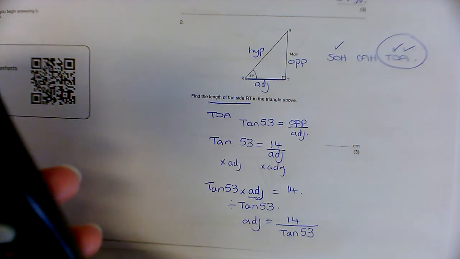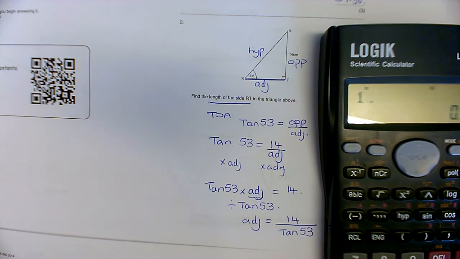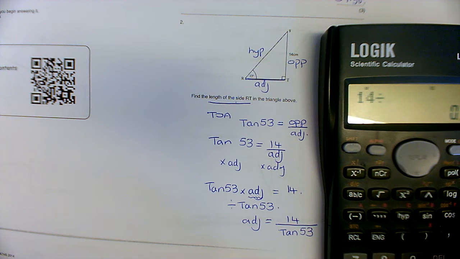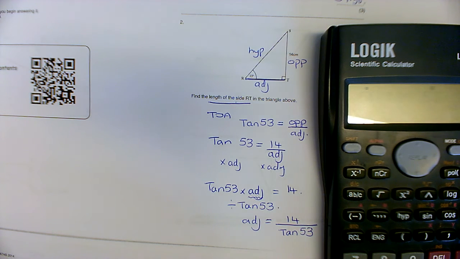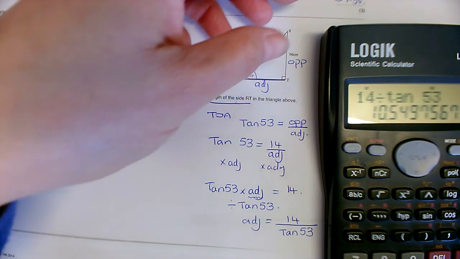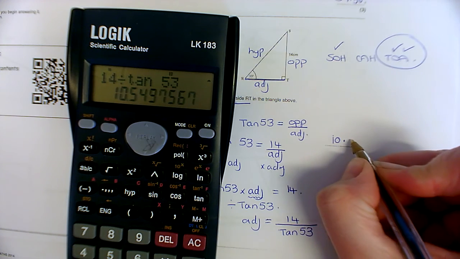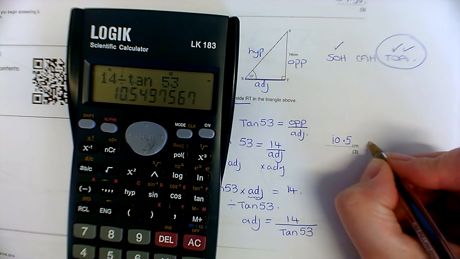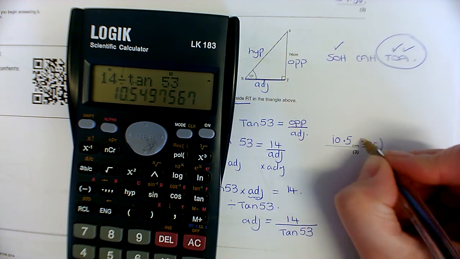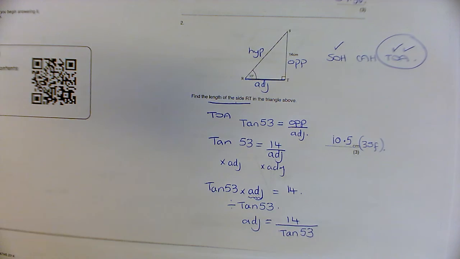Okay, so if we pop that in the calculator, so you can see both things hopefully. 14 divided by tan of 53 gives us 10.549. So I'm going to pop 10.5 to 3 significant figures. So that side is 10.5 centimetres.